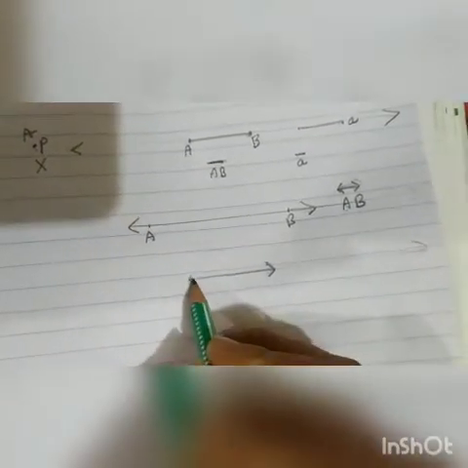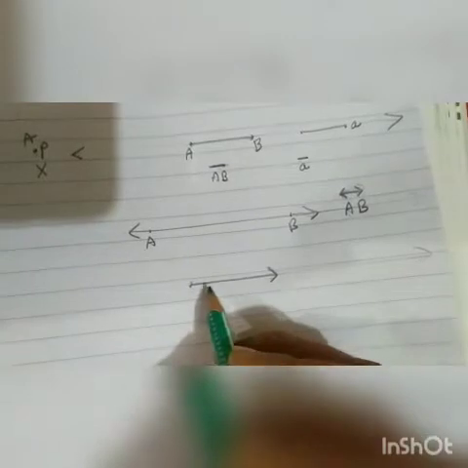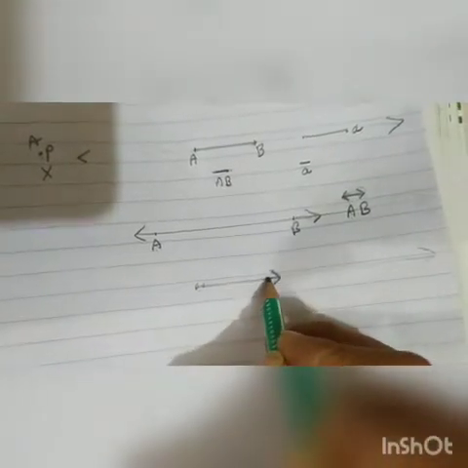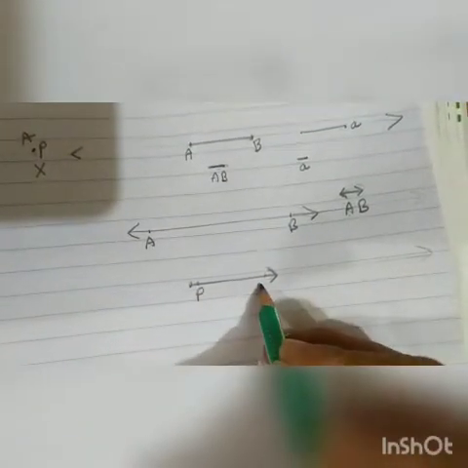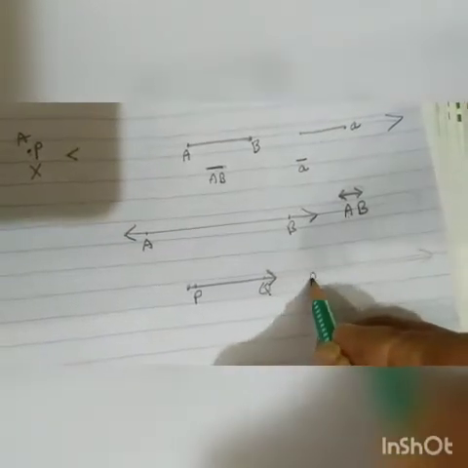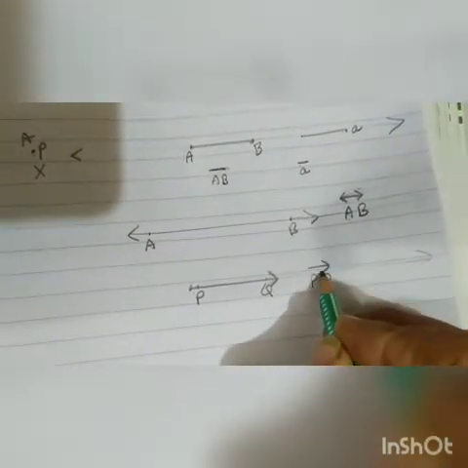And again we can give it a name. Suppose A, B, X, Y. We can give any letter. We can write any letter, P, Q. Then it will be written as PQ, and like this.